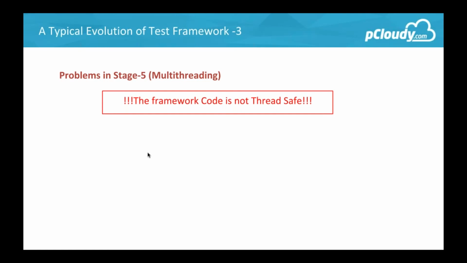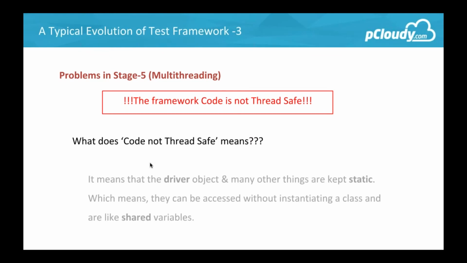The framework code is not thread safe. So what does this mean? What does code not thread safe mean? It means that the driver object and maybe many other things, some local variables or some settings, some configurations, are kept static, which means they can be accessed from anywhere inside your program without instantiating a class, and are like shared variables.